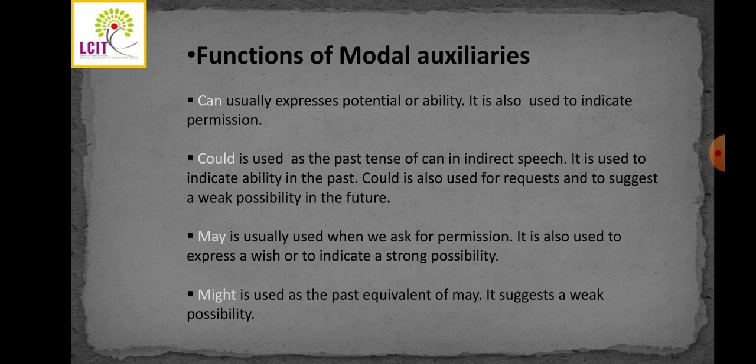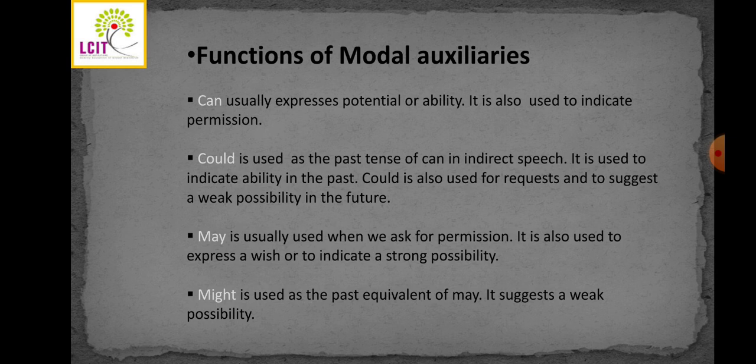Now some examples. If I want to show the ability in indirect speech: Rob said that he could solve the problem. Now it is in the past. In the past, Rob said to somebody that he could solve the problem, meaning he had an ability that he could solve the problem. Next, ability in the past: he could drive a car when he was young. Now he cannot do it, but when he was young he was able to drive a car. So it was an ability in the past.